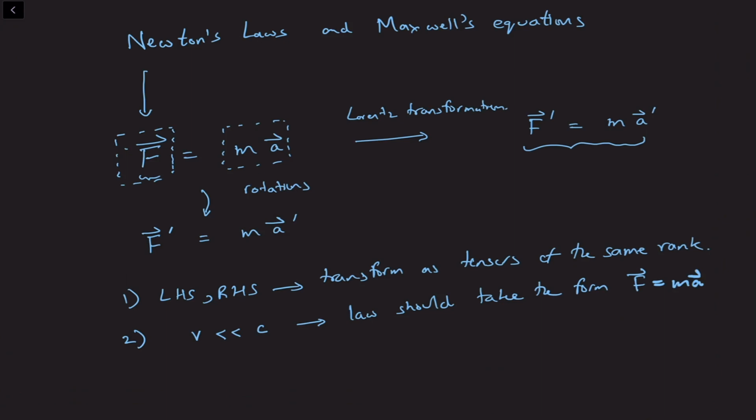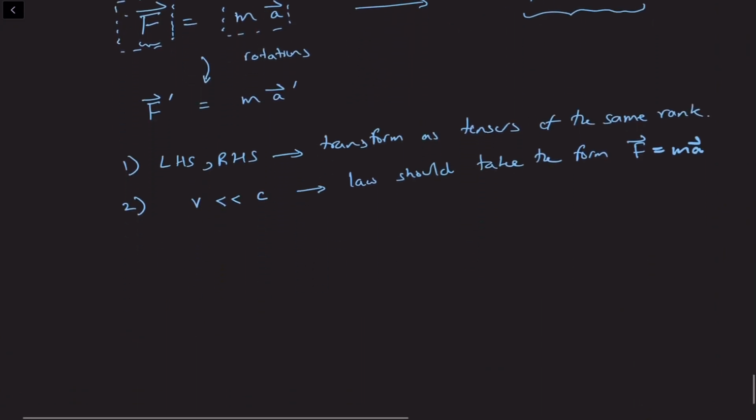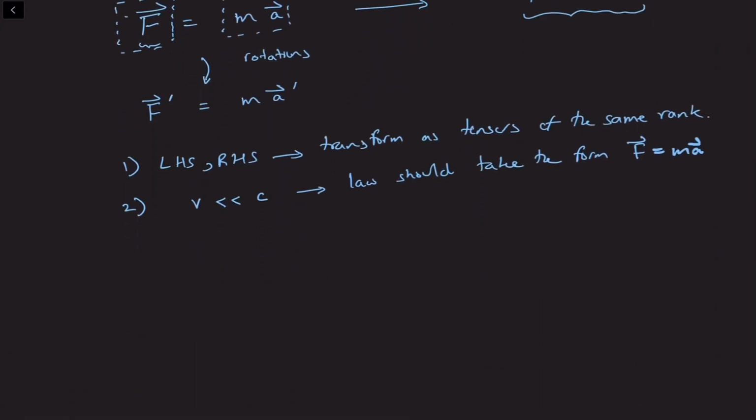So this gives us an idea for how we can possibly generalize Newton's laws so that they are compatible with the transformations of special relativity. And to do that, the simple idea is, instead of looking at three-vectors, that is, things that transform under rotations, let's look at four-vectors.